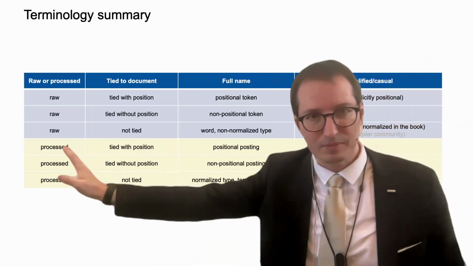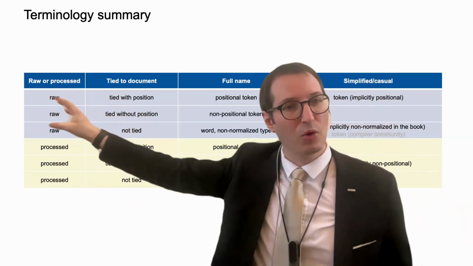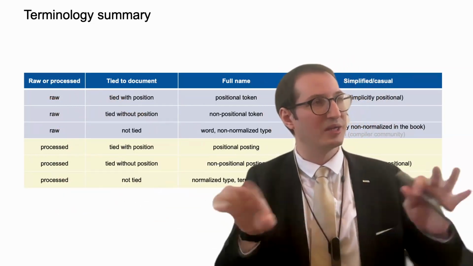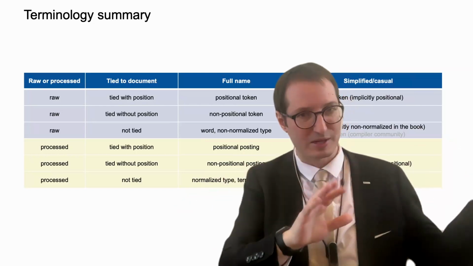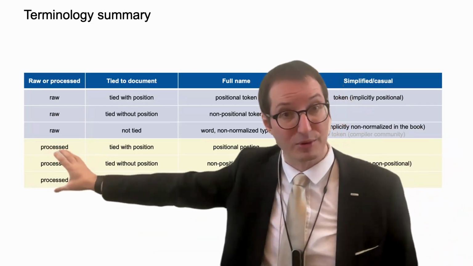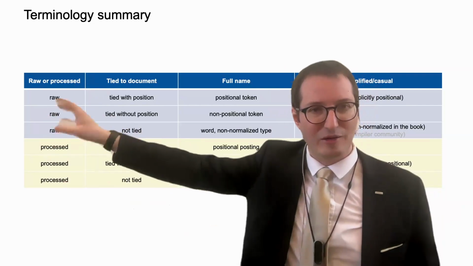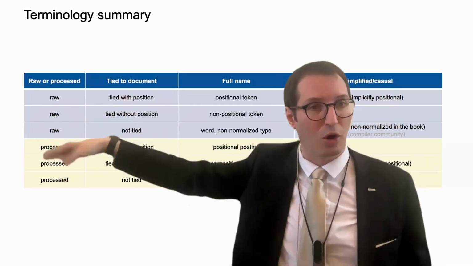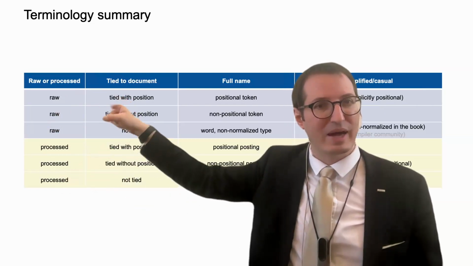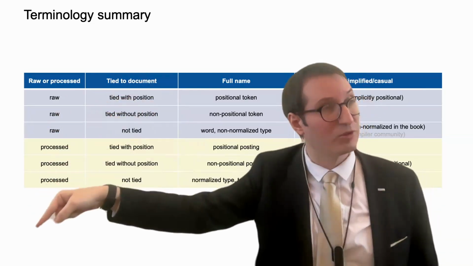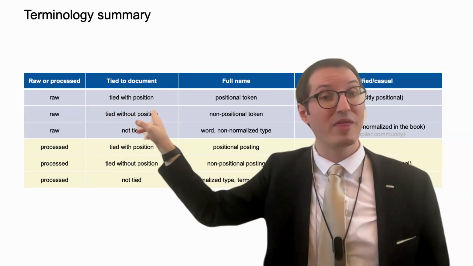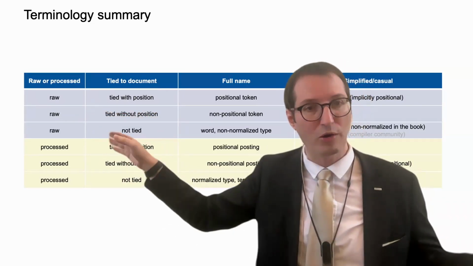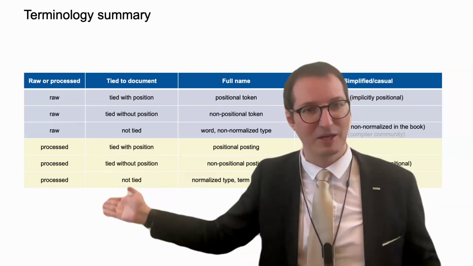organized along these dimensions. It's raw or processed. Raw means we just look at the original symbols in the document without any linguistic post-processing of the sort I told you about with the languages, or it is processed. And independently of that, there is a second dimension where we might look at this raw or processed thing tied with a position, meaning it is in that document at that position, or tied without position, meaning that we just know it is in that document, but we don't care where, or not tied at all, right? And the same here with processed.